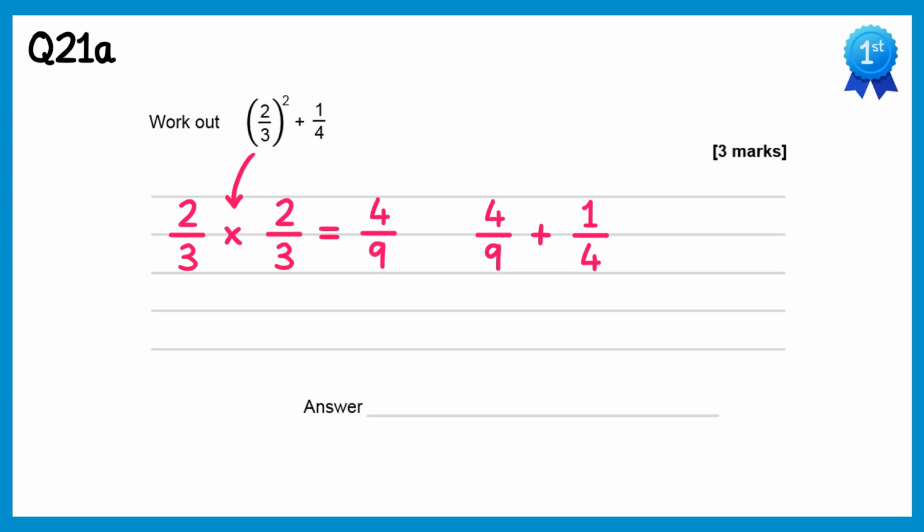To add these together, we need to find a common denominator. The lowest common multiple of 9 and 4 is 36. So we need to convert these to something out of 36. For the first fraction, 4/9, to get from 9 to 36 you times by 4, so times 4 by 4 on the top gets you 16. For the second fraction, to get from 4 to 36 you times by 9, so 1 times 9 is 9. We can now just add the numerators, 16 add 9 gives you 25, so it's 25 over 36.